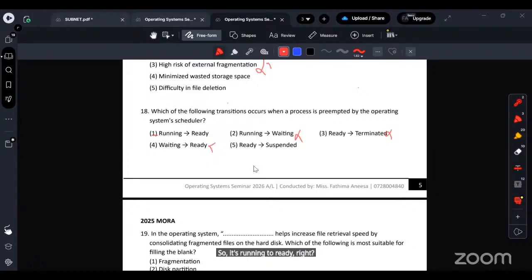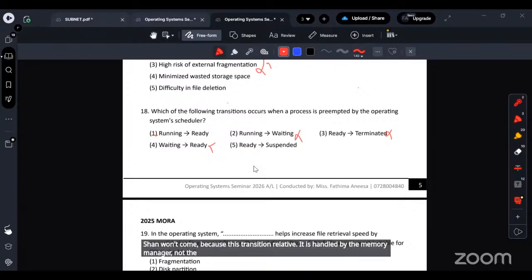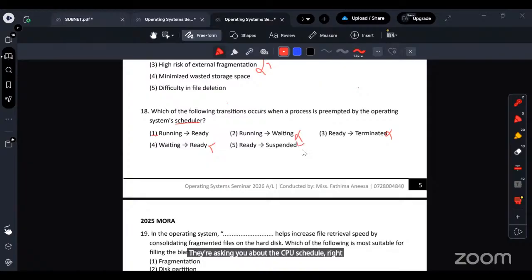Fifth one won't come because this transition, ready to suspend, is often known as swapping. It is handled by the memory manager, not the CPU scheduler. They are asking you about the CPU scheduler, right? So this one also won't come. Was it clear? Others?